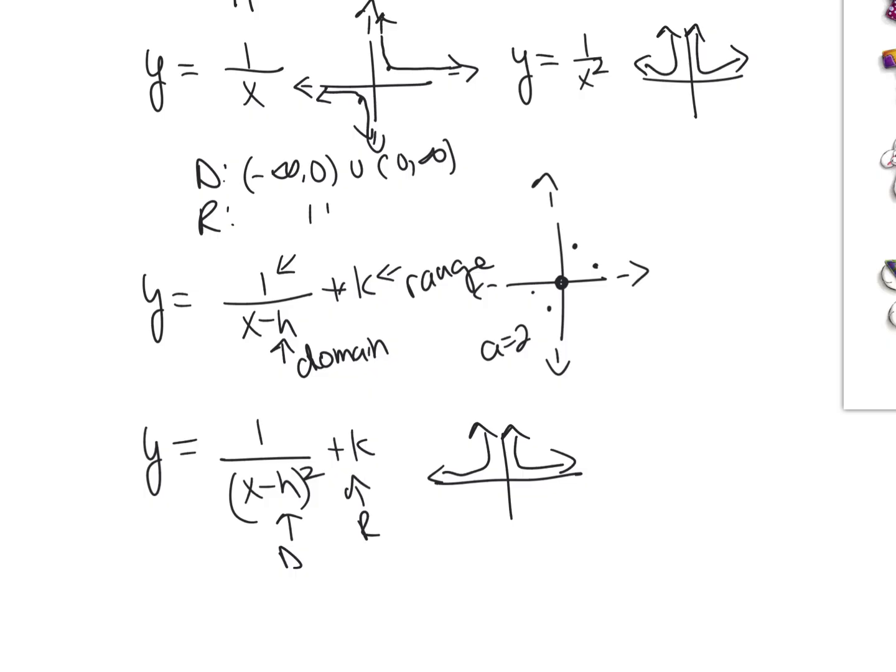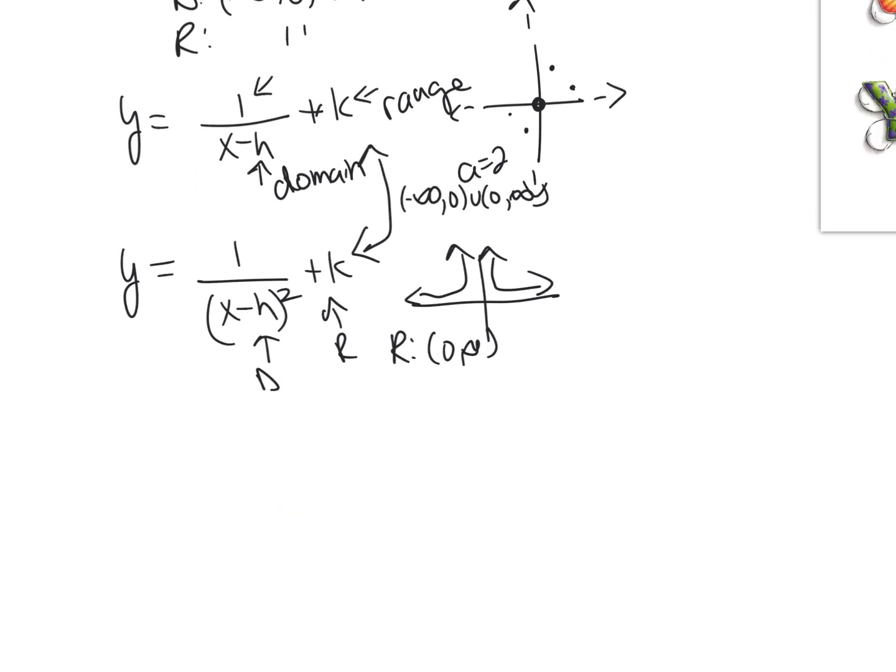The difference between the range in these two scenarios, this range for the parent would be negative infinity to 0, union 0 to infinity. This one's only going to be one piece. So in this particular case, the range would only go from 0 to infinity. So both your branches were going to be above the horizontal asymptote or below. And if that wasn't enough, then we went on. We've learned a lot in a few days.